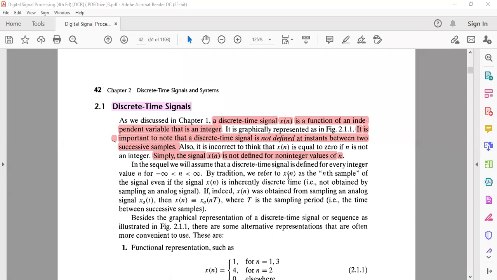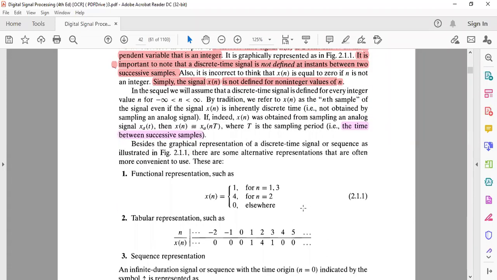So by tradition, we refer to xn as the nth sample of the signal, even if the signal xn is inherently discrete time. If indeed xn was obtained from sampling an analog signal xa, then xn should be equivalent to xa(nT). nT means that you're taking a sampling period T, where T is the sampling period. Okay? And we defined the sampling period as the time between two successive samples. We defined that when we looked at sampling.